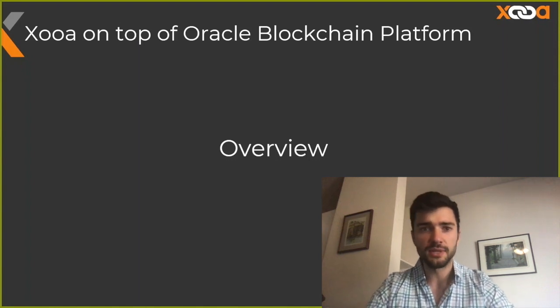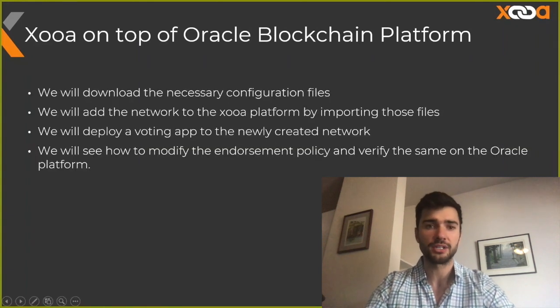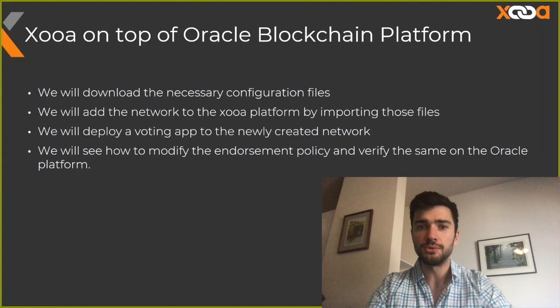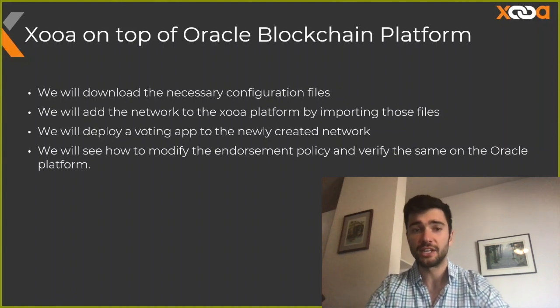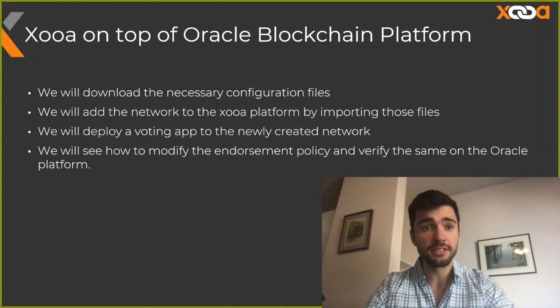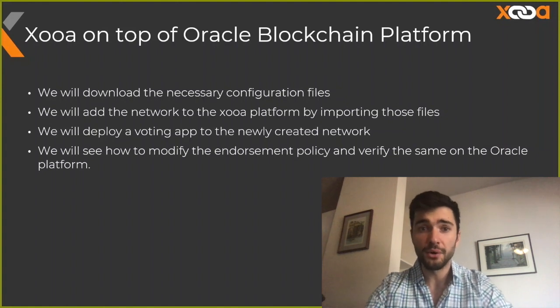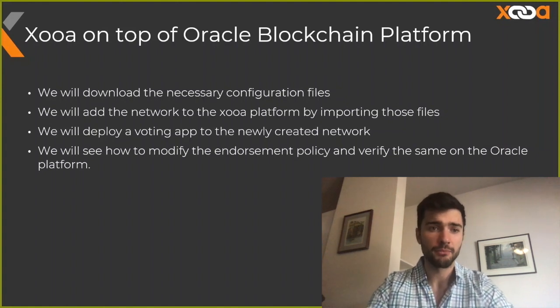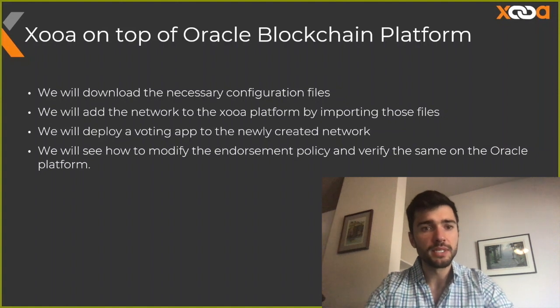The prerequisites for this tutorial are to have multiple instances and organizations created on the Oracle blockchain platform, which we will do in a few separate steps. First, we will download the necessary configuration files. Second, we will add the network to the Xooa platform by importing those files. Third, we will deploy a voting app to the newly created network. And lastly, we will see how to modify the endorsement policy and verify the same on the Oracle platform.